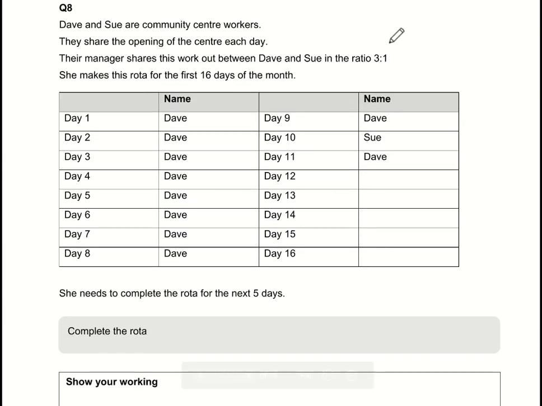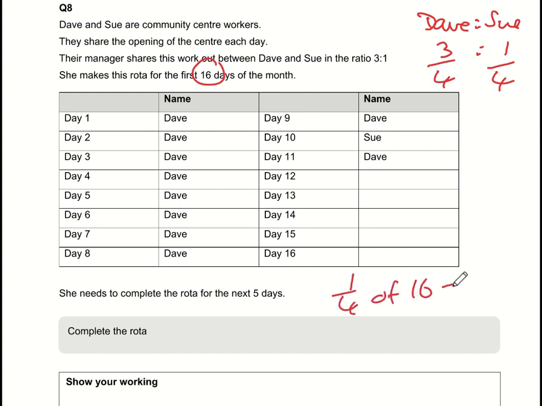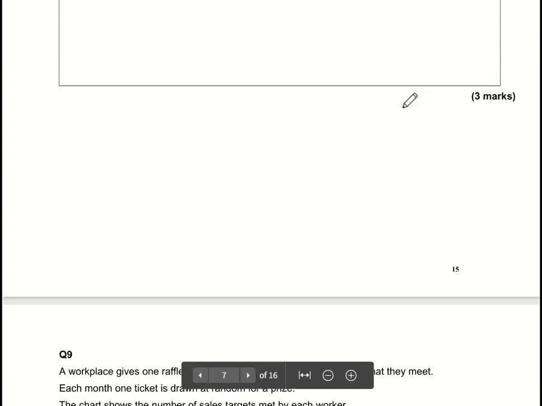Okay, next one, question number 8. So they're sharing the work in the ratio Dave to Sue of 3 to 1. So that means Dave does 3 quarters and Sue does 1 quarter. Why is it quarters? Because 3 plus 1 is 4. So if there's 16 days, then Sue is going to do a quarter, and 1 quarter of 16 is 4. So Sue needs to do 4. She's only got 1 here, so let's chuck her down for 3 more: Sue, Sue, Sue, and then the rest are Dave. There we go. And again, all the workings I should have put in the box, but I didn't want to be scrolling up and down, which would have been a bit annoying for you.